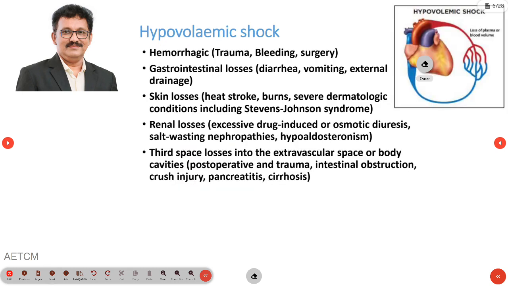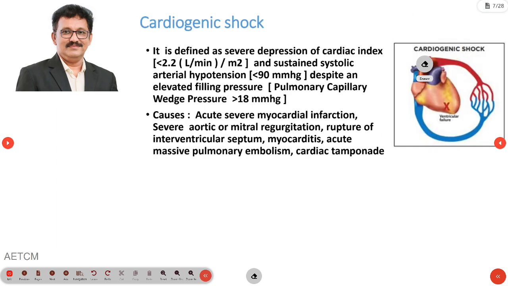Hypovolemic shock occurs in patients with severe diarrhea, vomiting, heat stroke, hemorrhagic shock, blood loss, and renal conditions like excessive drug induced osmotic diuresis and salt wasting nephropathy. Third space losses occur in postoperative trauma, intestinal obstruction, crush injuries, pancreatitis, cirrhosis; in all these conditions you can get hypovolemic shock. Now cardiogenic shock: whenever a patient develops cardiac failure, especially left ventricular failure, maybe due to myocardial infarction, ischemic heart disease or valvular heart disease, the patient can have cardiogenic shock.